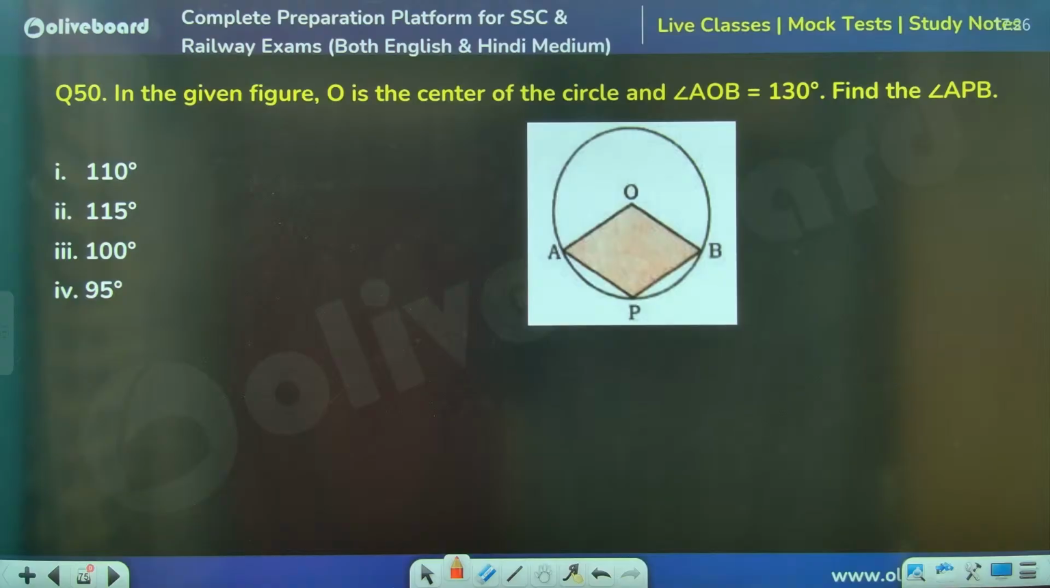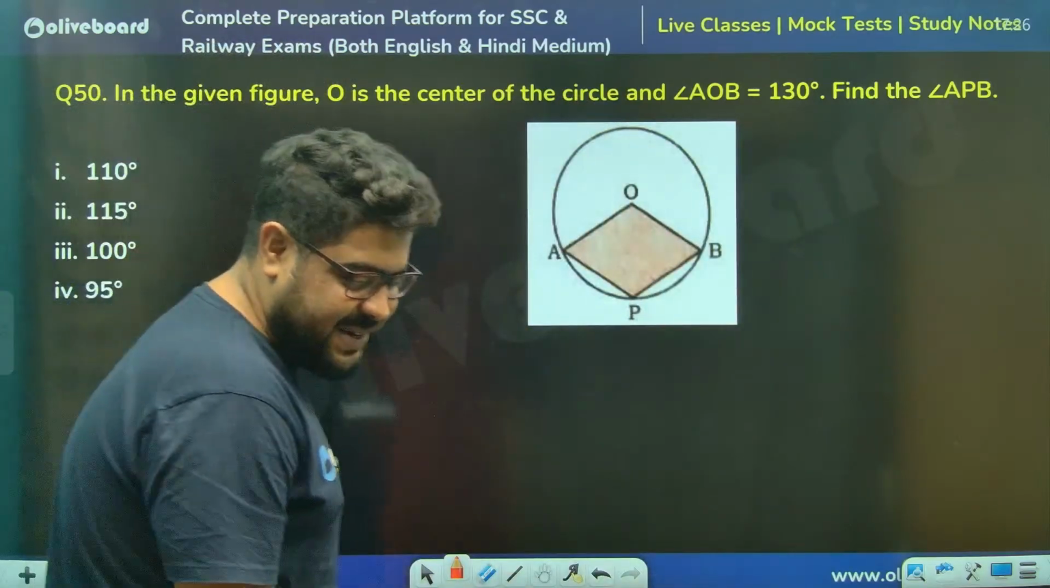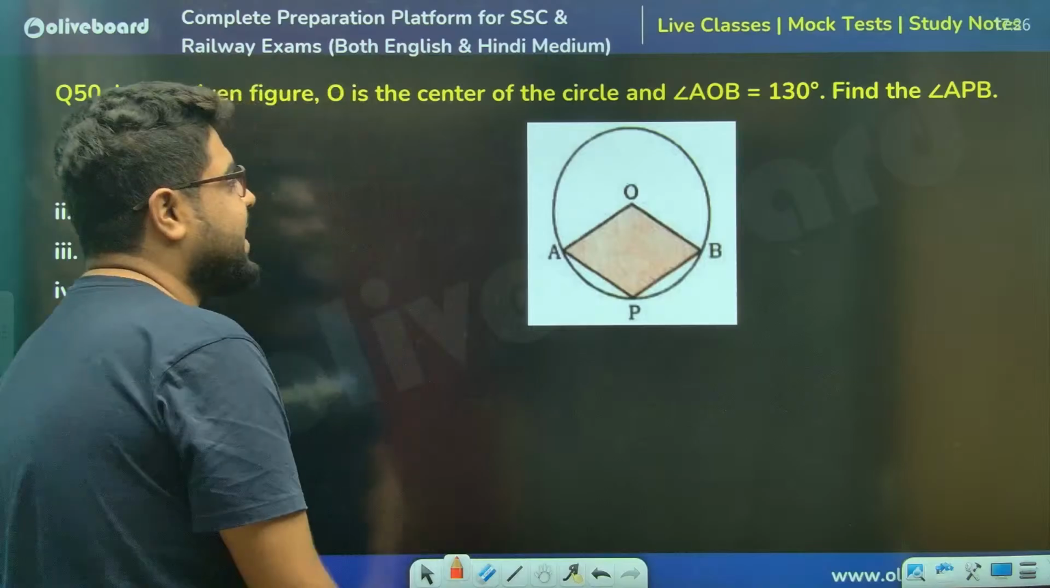So we will have to search and find it, but again... Leave it, sir. It needs too much searching, too much. But again, it's a PYQ. That much I can guarantee.